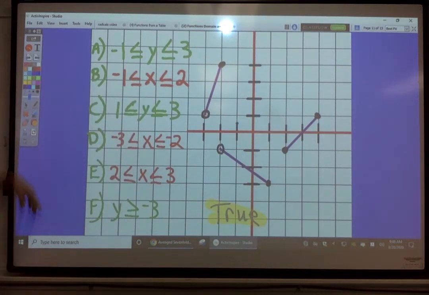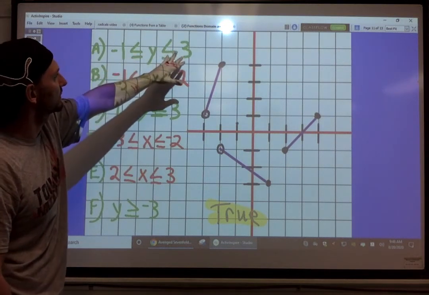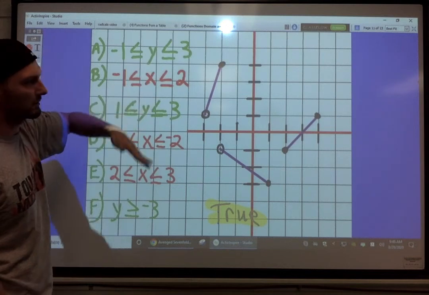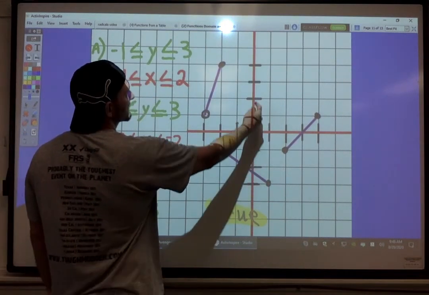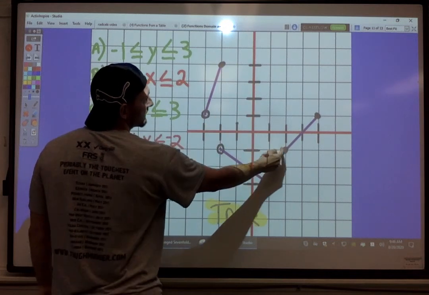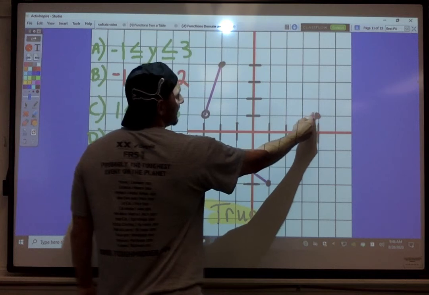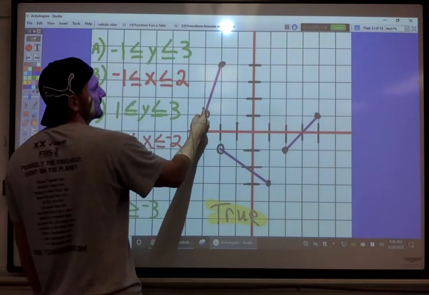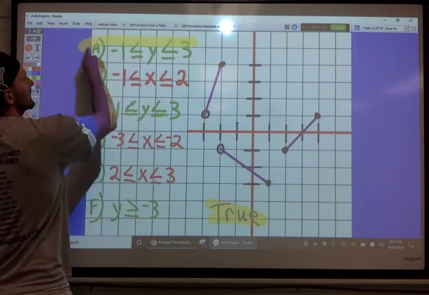So Greg's going to start off with the top. So from -1 included all the way to 3 for my y values. That's my range. So I'm going from -1 all the way up to +3. So at -1 I'm included. Good. No gaps. I can jump here and keep going. And I made it all the way to 3. So that is a correct answer.